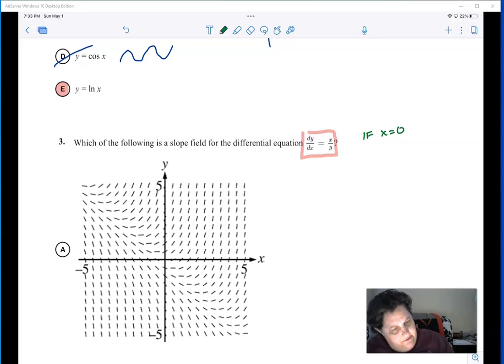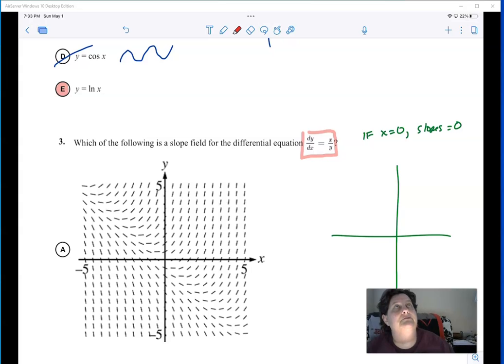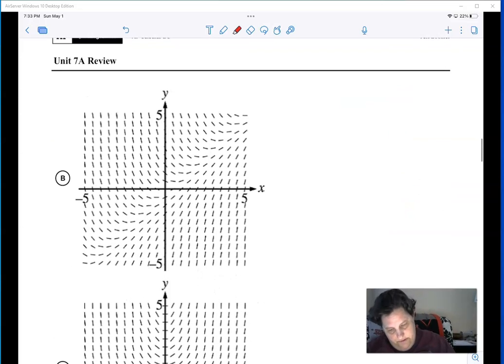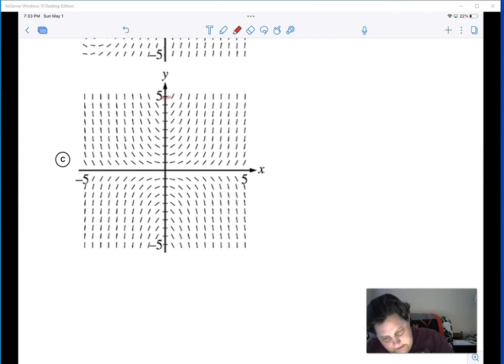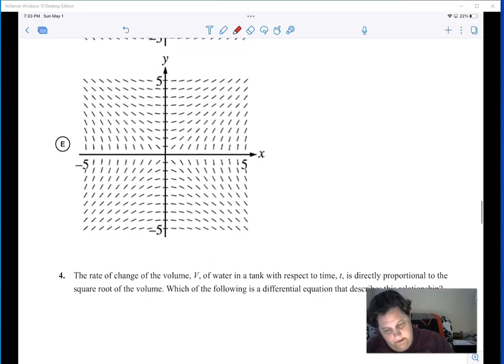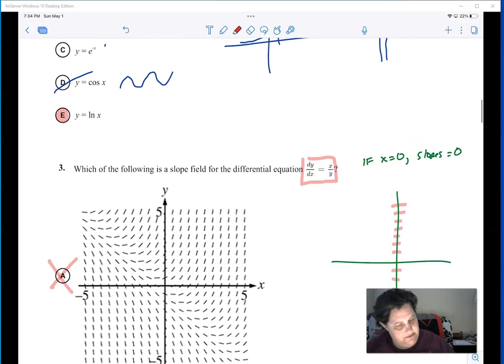If x is 0, all the slopes should be 0. Now, x is 0, so it's like the points 0, 1, 3. Those should all be at zeros. Nope, not on A. Those are all moving around somewhere. Nope, not on B. Ooh, this is looking good. That's looking good. Okay, so far I like C. Well, I like D. Okay, and I like E. Dang it. All right, so I eliminated A and B. That's fine. Okay, what is something else that I can say?